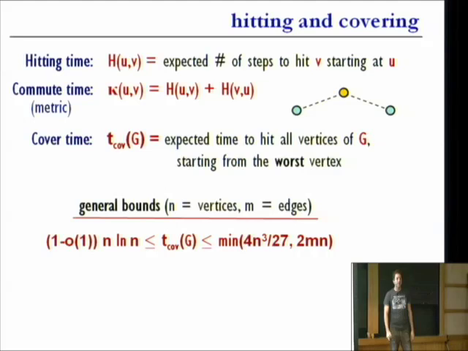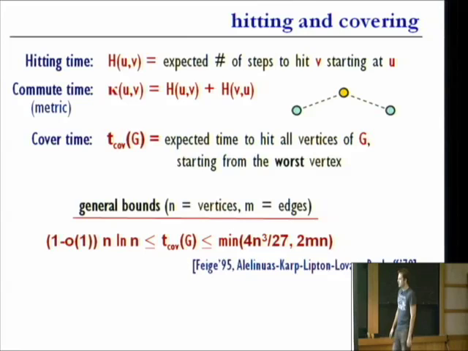It's also known that you have various results for every graph, at least in this case for simple graphs. In the first work to consider this notion, Aleliunas, Karp, Lipton, Lovász, and Rackoff showed that the cover time of any graph is bounded by twice the number of edges times the number of vertices. So it's always order n cubed. And then Feige showed that in fact it's always at most 4n cubed over 27, which turns out to be tight. So 4/27 is the best possible upper bound you can prove here.